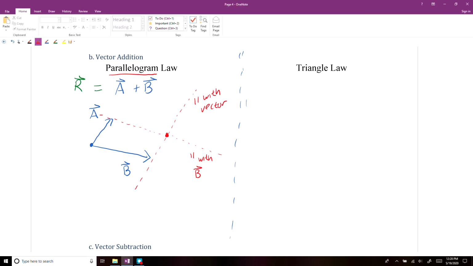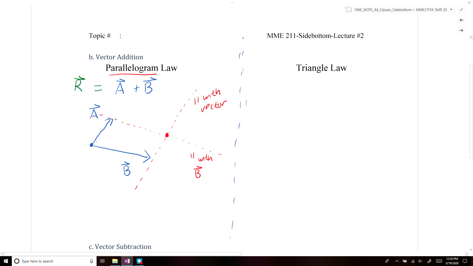So to determine the magnitude of our resultant vector, all we would do is draw a line from where the two vectors A and B start, to where the two lines that we drew that were parallel with the two vectors connect. Okay, and this would be our resultant vector.